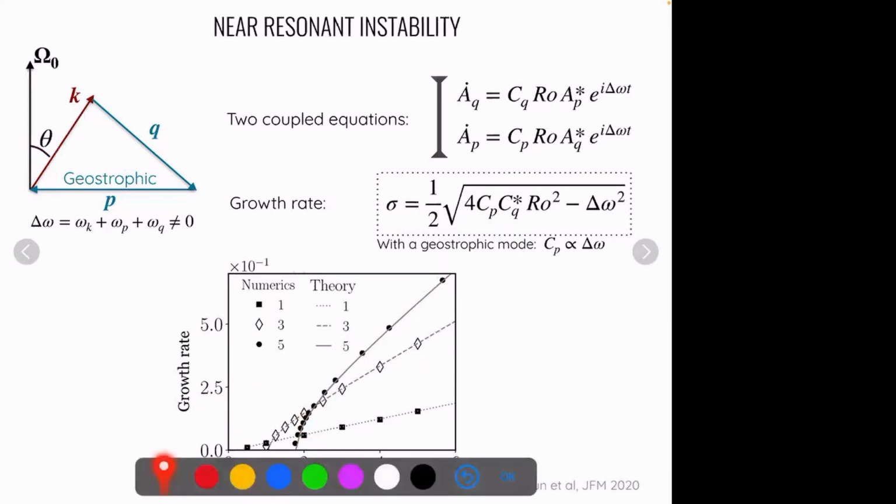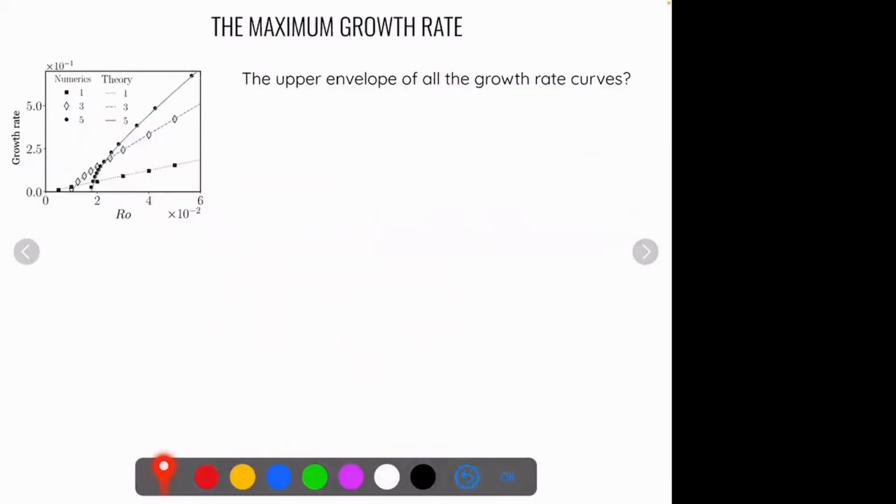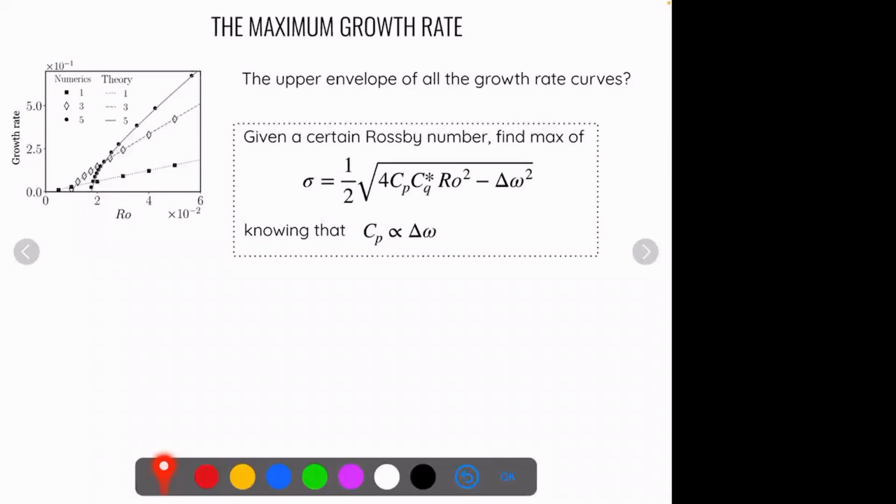Okay. So we have a near resonant instability. And now we would like to go back to the general case, which is, if you impose a wave and you put in noise, what is the mode that's going to emerge? What is the most unstable mode? Or in other words, what is the upper envelope of all those growth rate curves? So the problem is, given a certain Rossby number, what is the maximum of sigma, sorry.